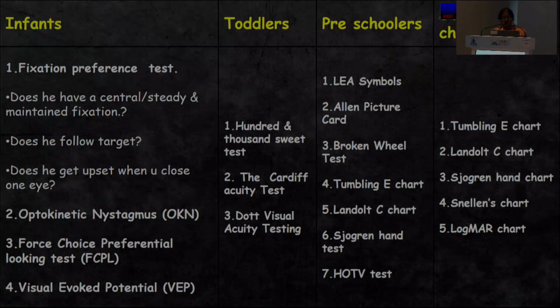For toddlers, most of the time I prefer the Cardiff acuity test. For preschoolers, Lea symbols and Kay pictures are more popular. As the child grows and has a little understanding and comprehension, you can go for the Snellen visual acuity test or the LogMAR chart. The LogMAR chart is more repeatable and preferable.